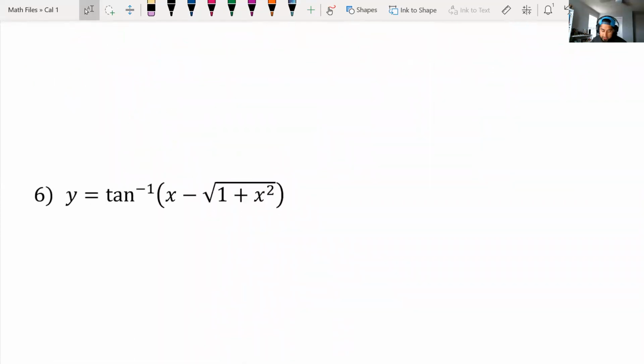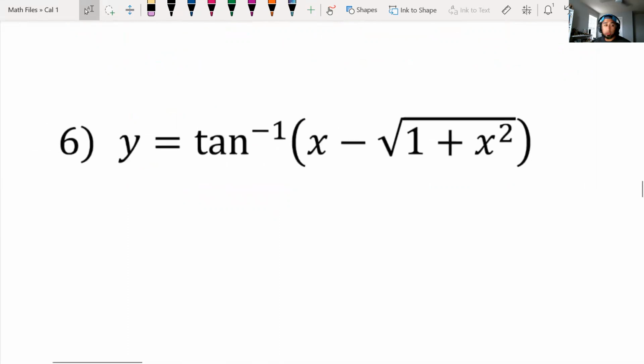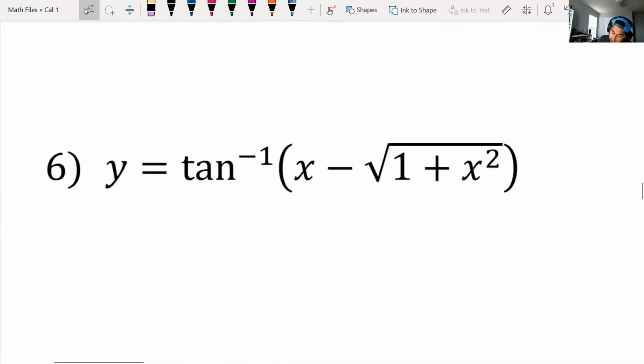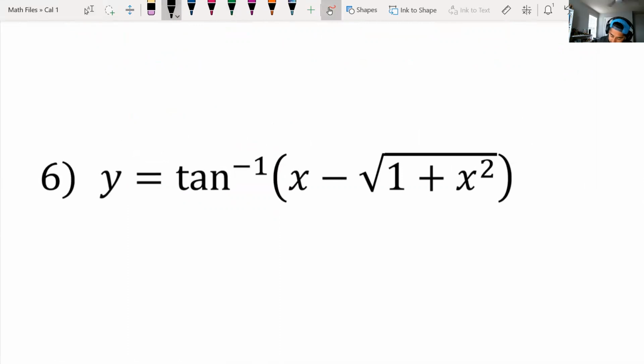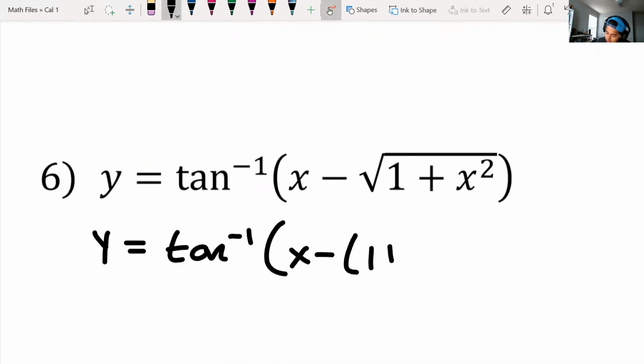6. y equals the inverse tangent of x minus the square root of 1 plus x squared. So definitely chain rule of the inverse tangent function. But before we do any derivatives, let me rewrite it. y equals the inverse tangent of x minus 1 plus x squared to the 1/2. And now we are ready to do the chain rule derivative for the inverse tangent function.